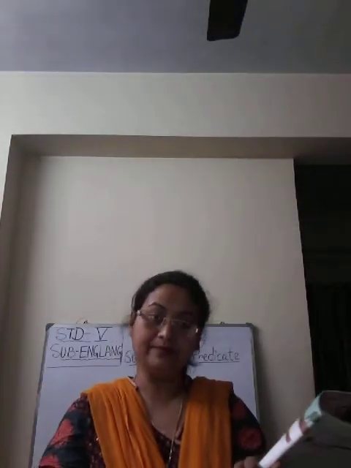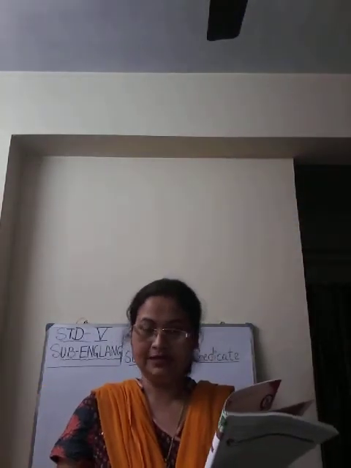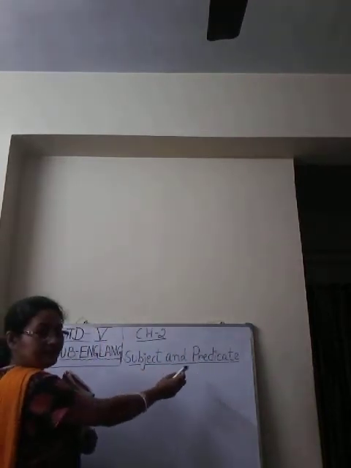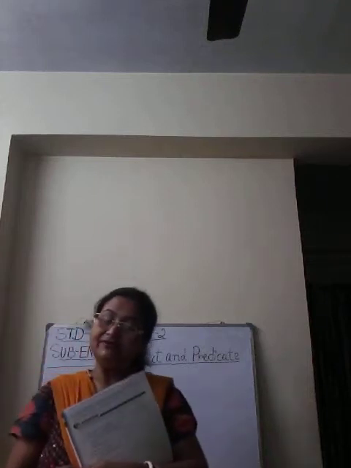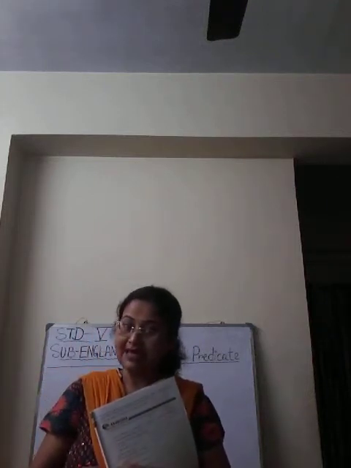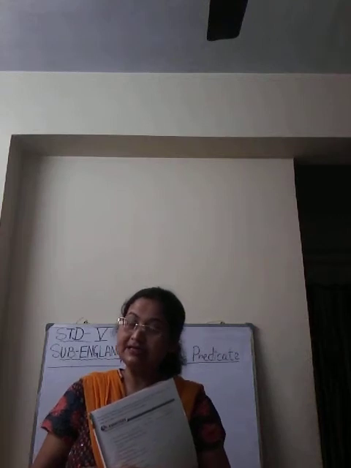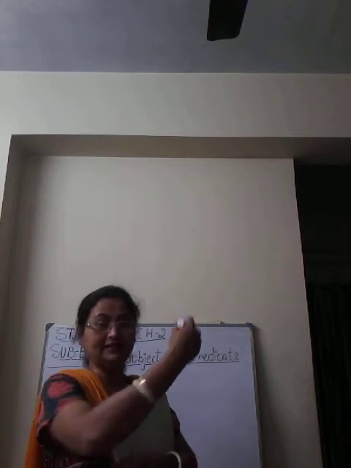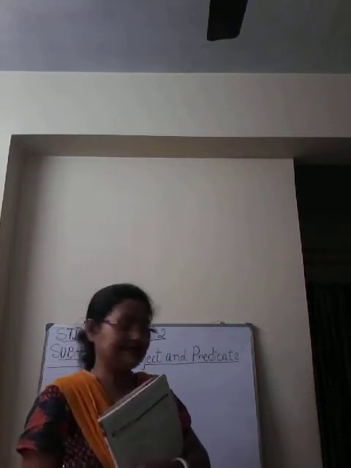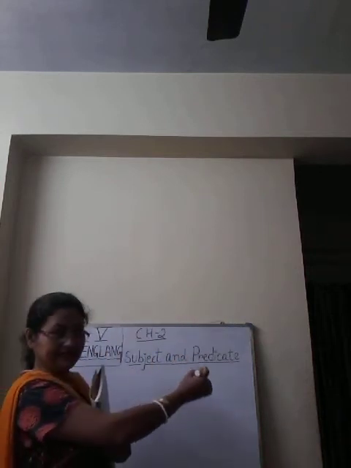So children, all of you take out your book and open your book at page number 4. Clear? And today we will do subject and predicate. Okay. So children, see, we have completed chapter 1, that is sentence. So we will relate this chapter with the previous one. Okay, sentence and then subject and predicate.